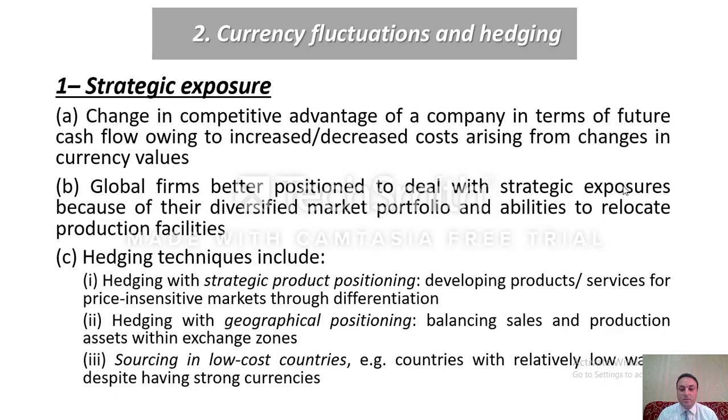Also, the global firm is better positioned to deal with strategic exposures because of its diversified market portfolio and ability to relocate production facilities. So there are some benefits from working globally. So how can a company hedge against this kind of risk? We have some hedging techniques, like hedging with strategic product positioning. By strategic product positioning, we mean developing products or services for price insensitive markets through differentiation.